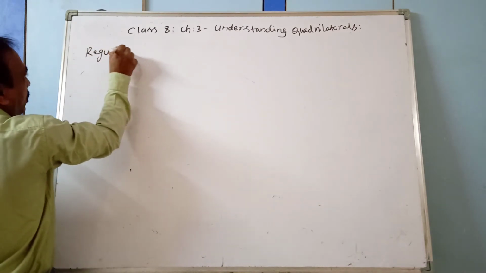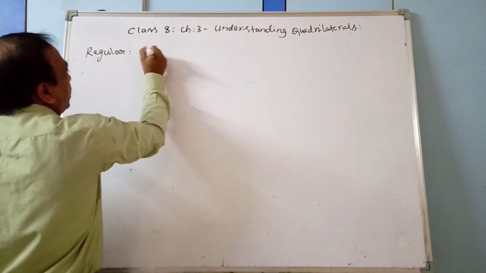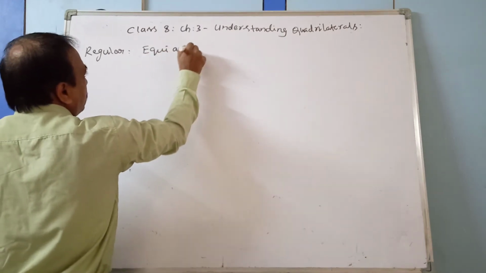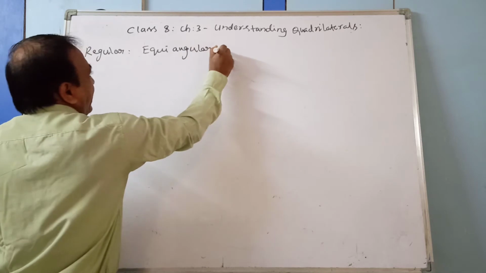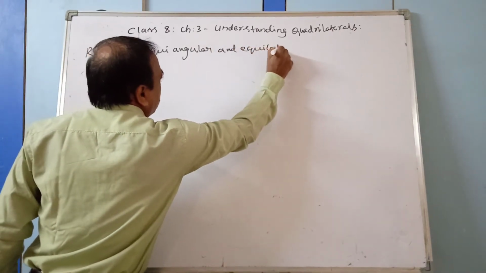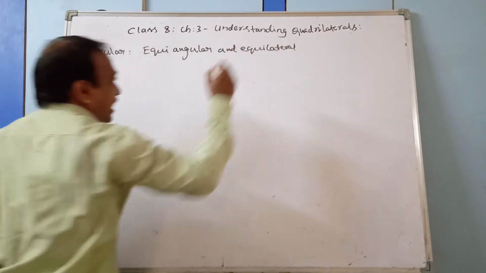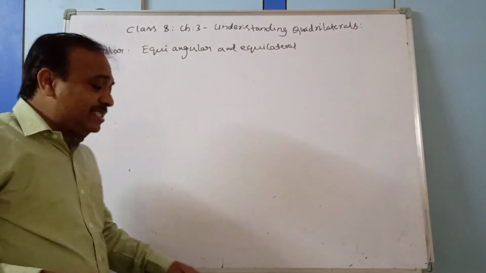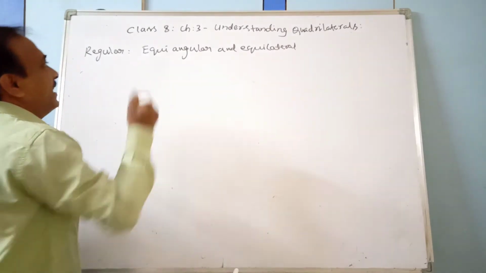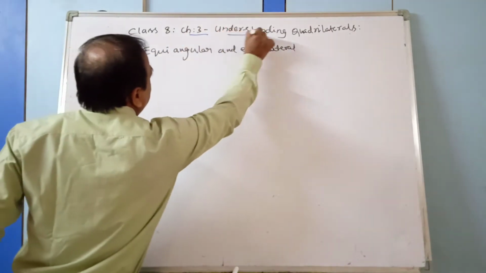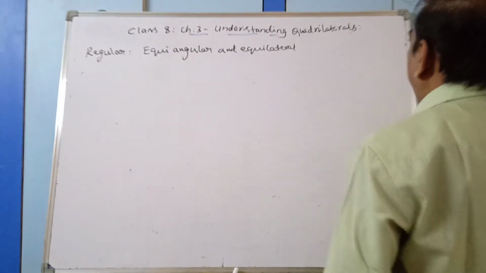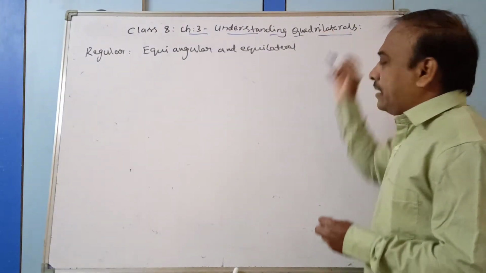Now if it is a regular polygon, what is the meaning of regular? Regular means equiangular and equilateral. That means in that figure each angle will be equal and the measure of each side is also equal.